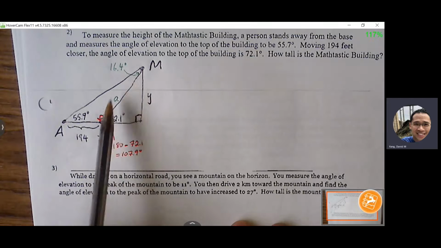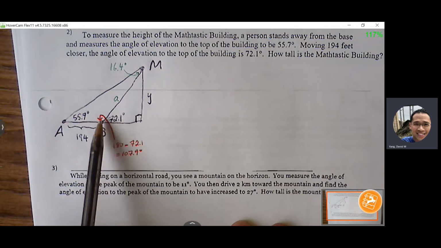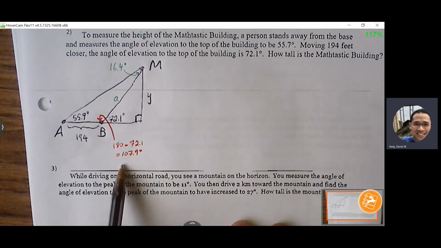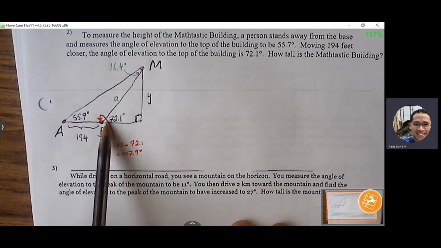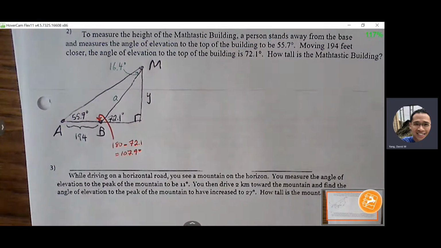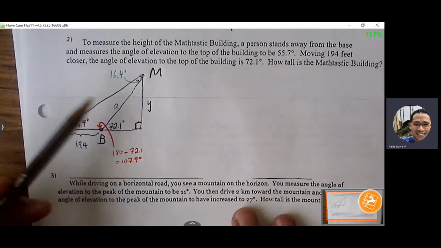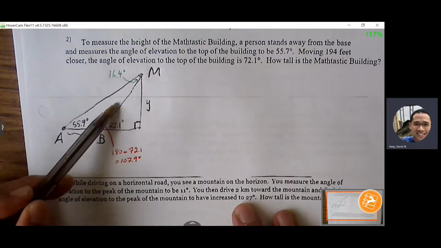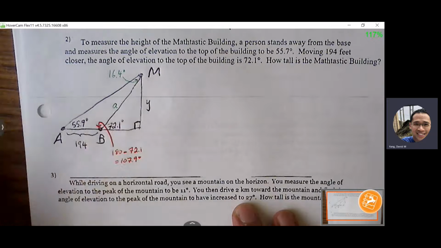Okay. Once you can find the obtuse angle, and this obtuse angle here is just going to be related to that 72.1 degrees. Subtract from 180, 107.9. Once you have two angles of a triangle, I can quickly get to that third angle, 16.4. Now I can use law of sines to figure out this side a that I need for my triangle on the right.